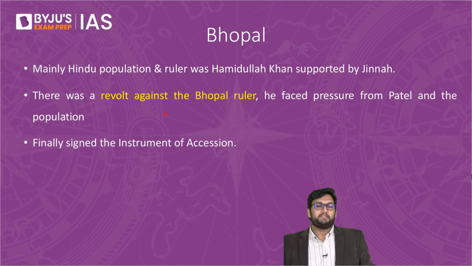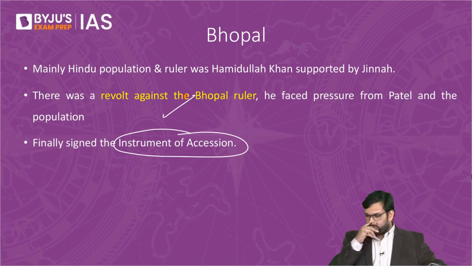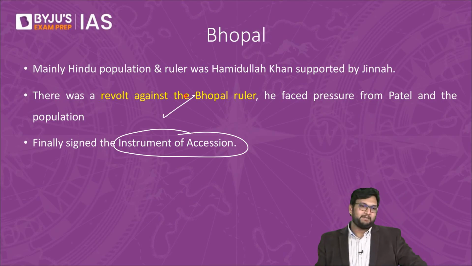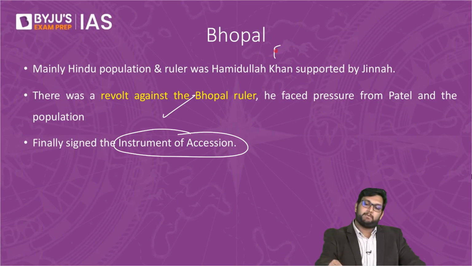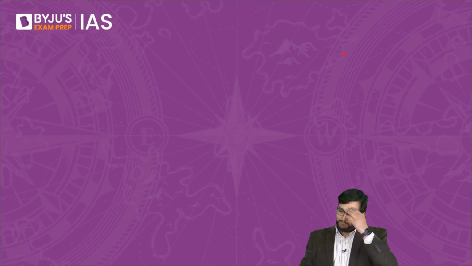Can we now go into the discussion of how the Instrument of Accession works and how Patel used it? Travancore, as I said, people rebelled. Bhopal, again, people rebelled. Now Patel has a problem. The problem is that he can't be too aggressive and he can't be too lenient.